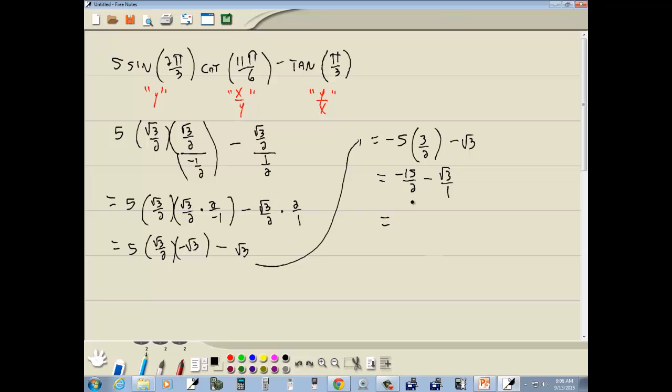Common denominator would be 2. So we got negative 15 over 2 minus, multiply top and bottom by 2. So we got 2 square root of 3 over 2, which gives us negative 15 minus 2 square root of 3 over 2.